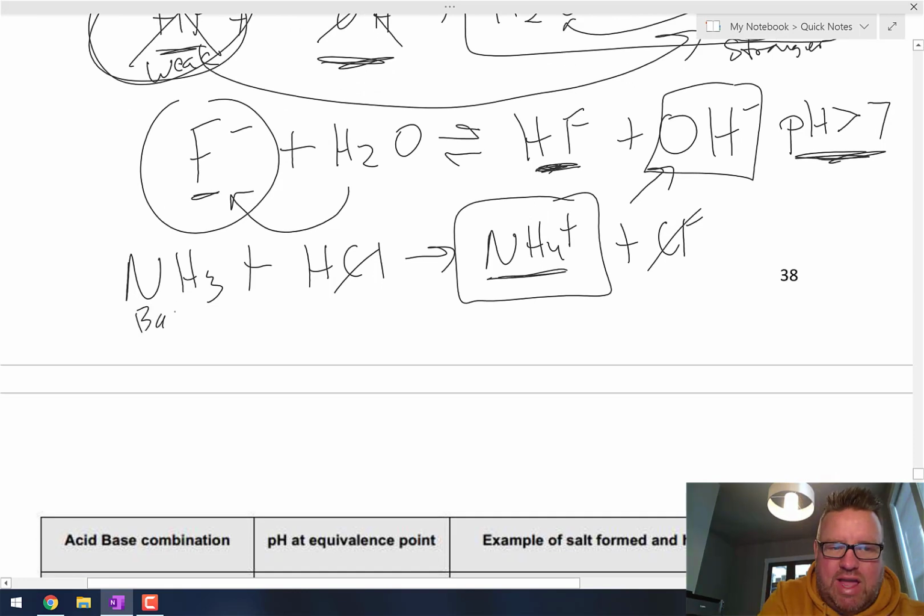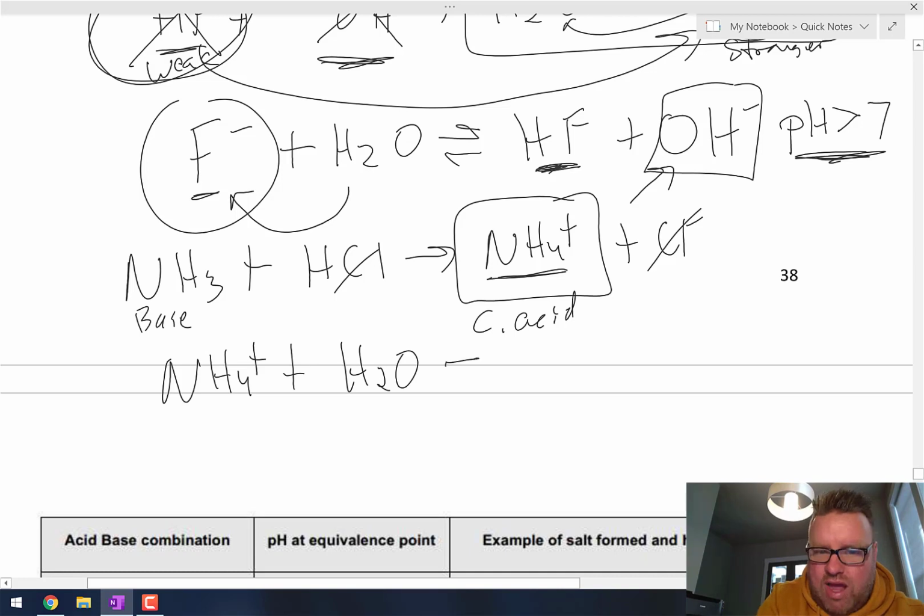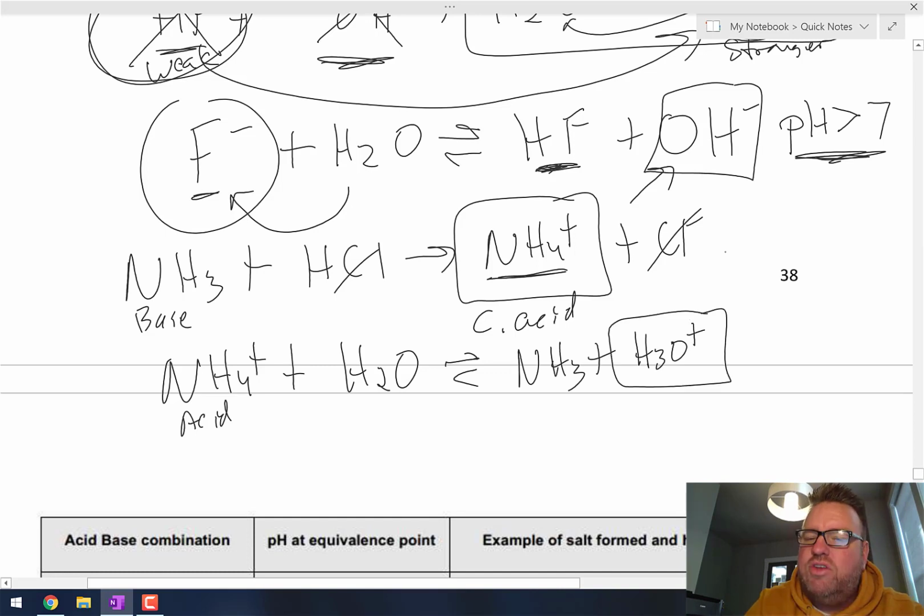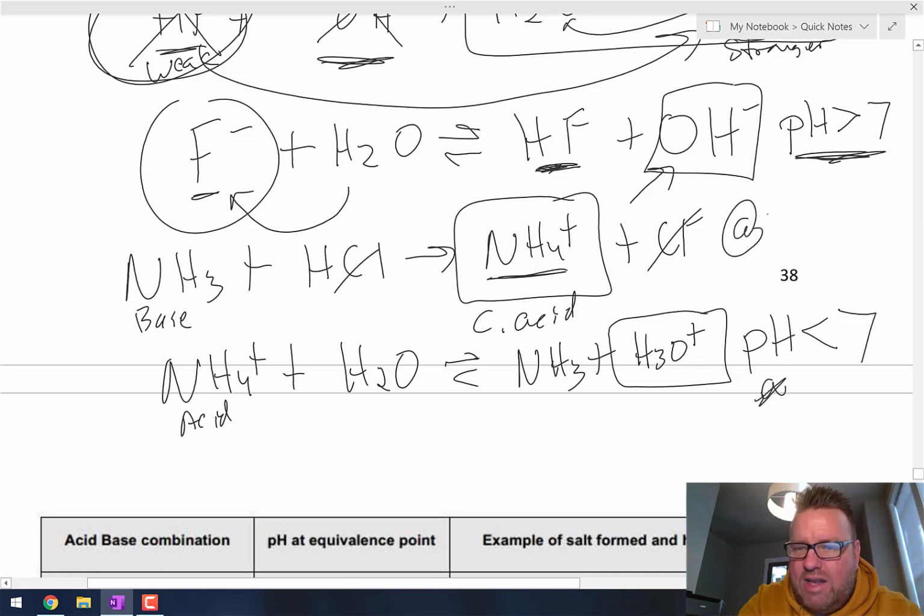Okay, and again, this is a base, so it's going to form a conjugate acid. So NH4+, again, is going to hydrolyze with water. And again, this is the acid, and so in this case, water has to act like a base, and it's going to accept that hydrogen. So what's it going to create? NH3, and more importantly, H3O+. And H3O+ makes the pH go down. So again, instead of the pH being equal to 7, the pH is going to be less than 7 for both of these at the equivalence point.